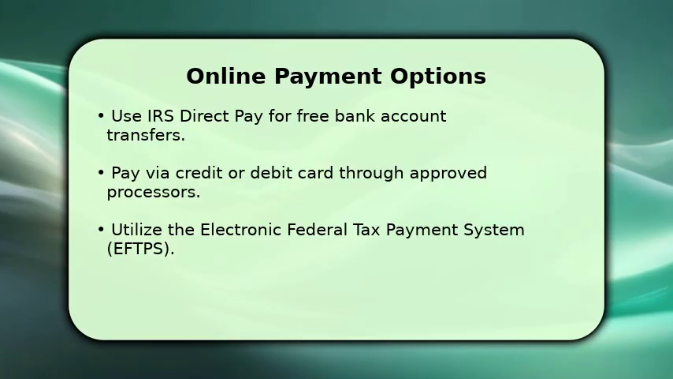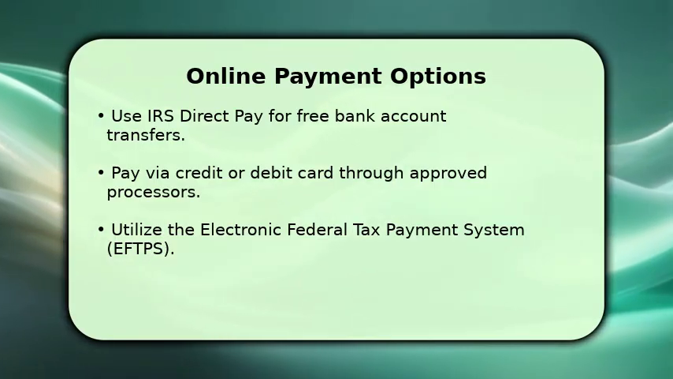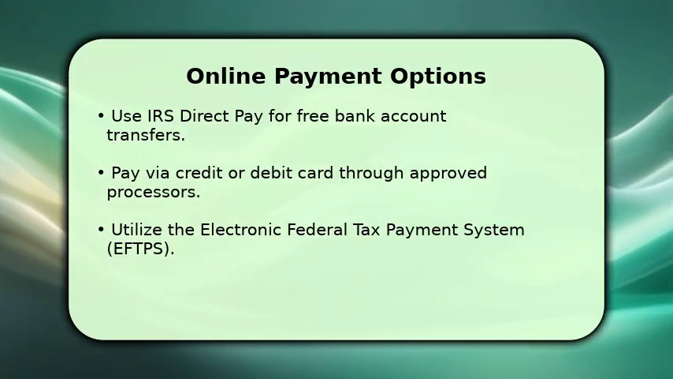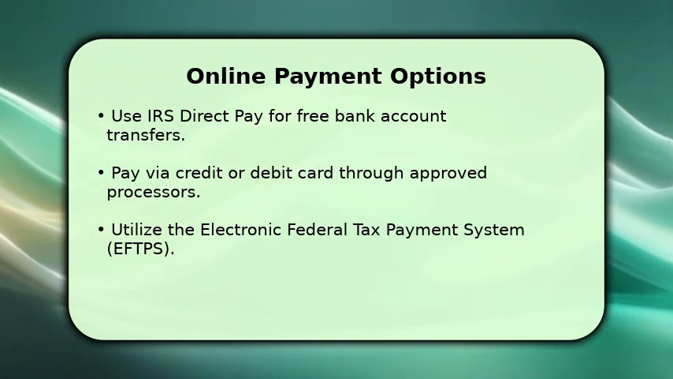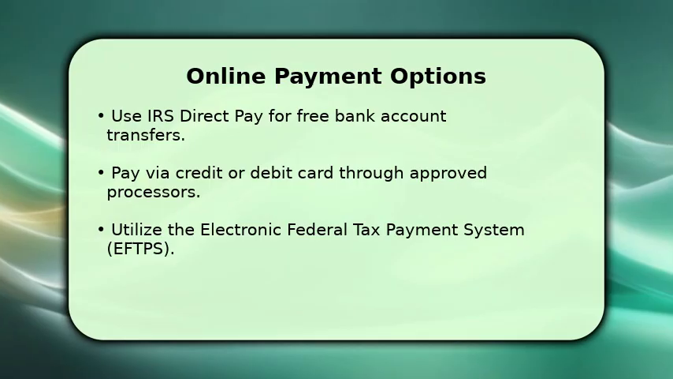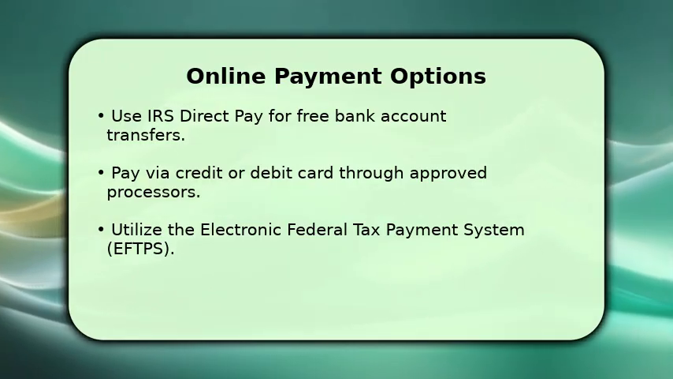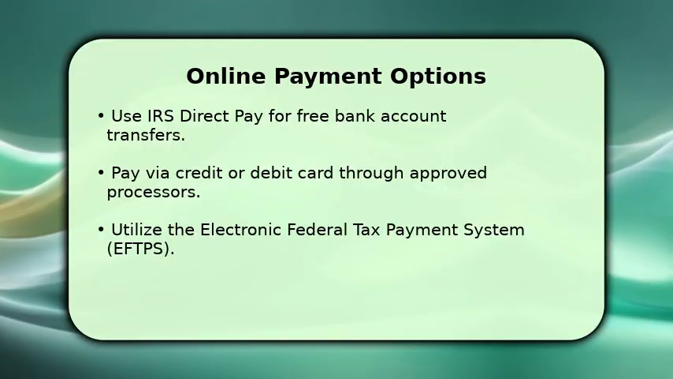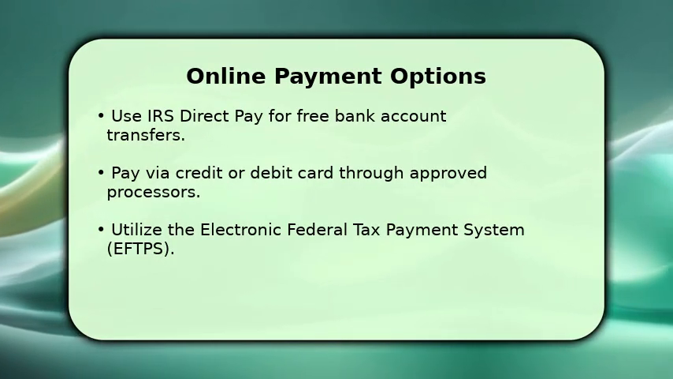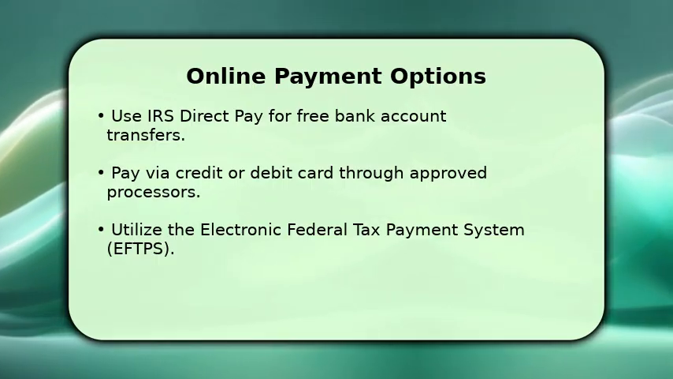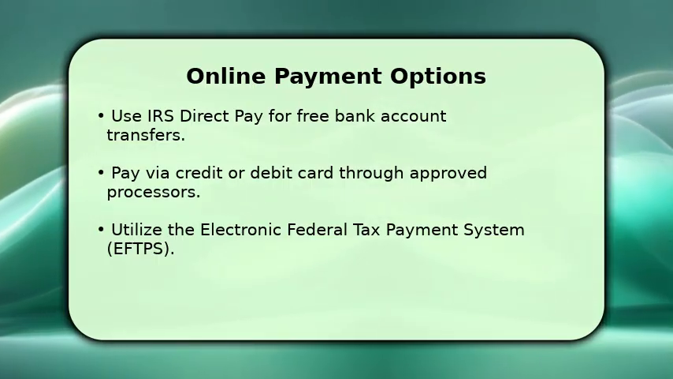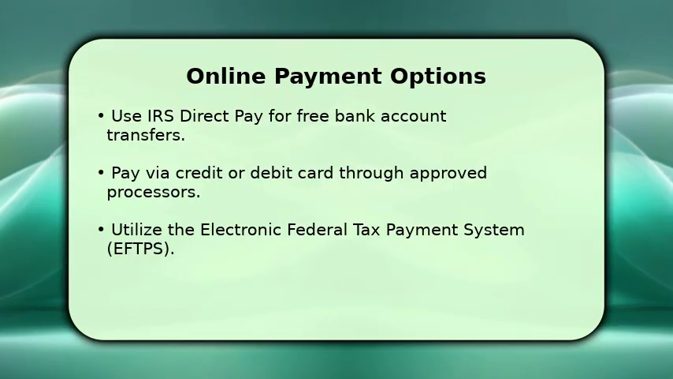The IRS offers several convenient online options for paying your quarterly taxes. You can use IRS Direct Pay for free bank account transfers, which is a simple and secure method. Alternatively, you can pay via credit or debit card through approved third-party processors, though a small fee may apply. The Electronic Federal Tax Payment System, or EFTPS, is another reliable choice.